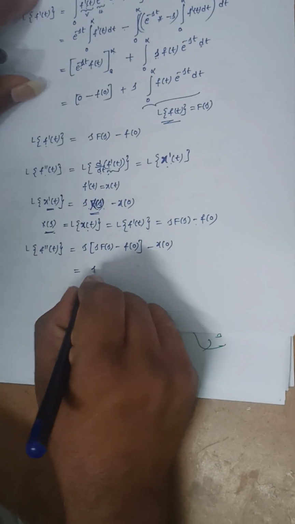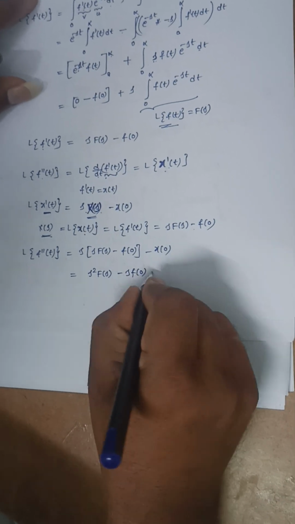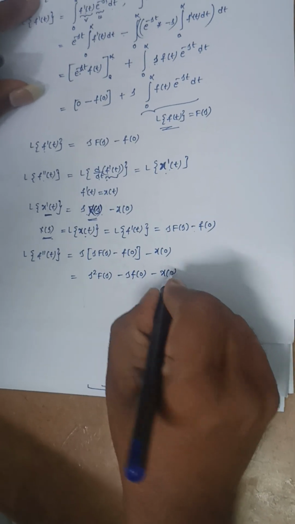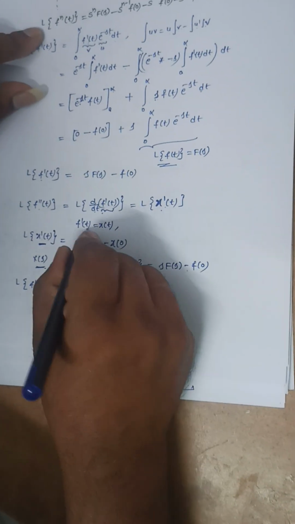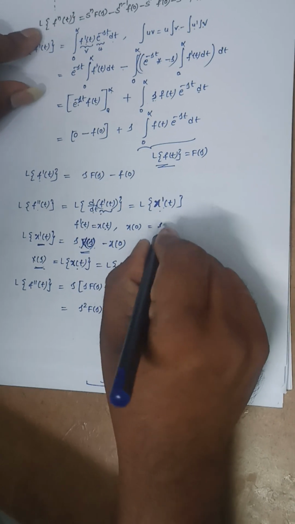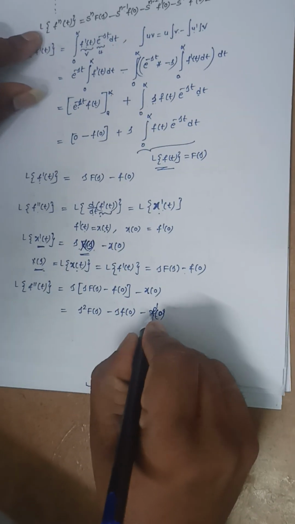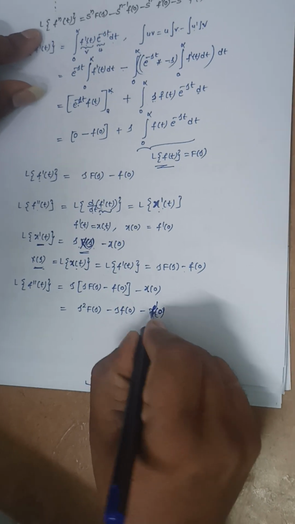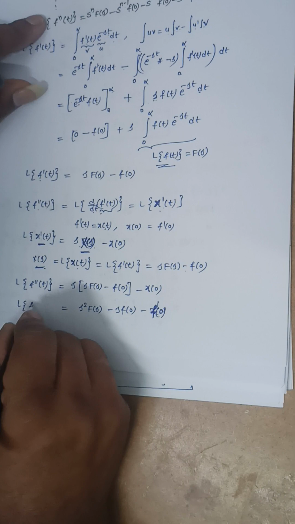So multiply this: s square into F of s minus s into f of 0 minus x of 0. X of 0 is here, if I substitute t is equal to 0 here, x of 0 is equal to f dash of 0. So it is f dash of 0. So that is the Laplace transform of f double dash of t.